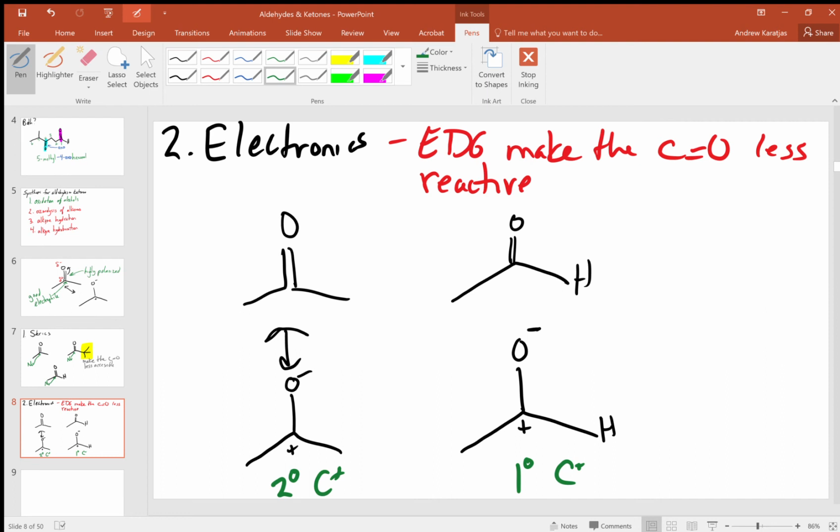And so a ketone, which has the extra carbon group, we know that carbons are electron donating groups. That electron donating group is going to donate towards the carbon of the carbonyl and make it less reactive. So any group that can donate electron density into a carbonyl will make that carbonyl less reactive.